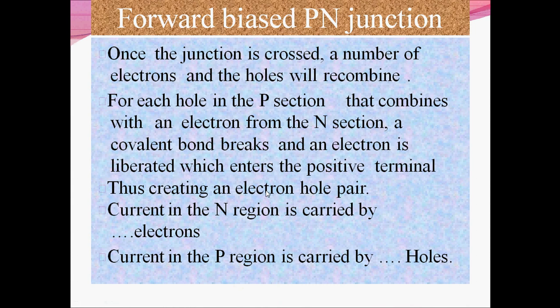For each hole in the P section that combines with an electron from the N section, a covalent bond breaks and an electron is liberated, which enters the positive terminal, thus creating an electron-hole pair. The current in the N region is carried by the electrons, whereas the current in the P region is carried by the holes.